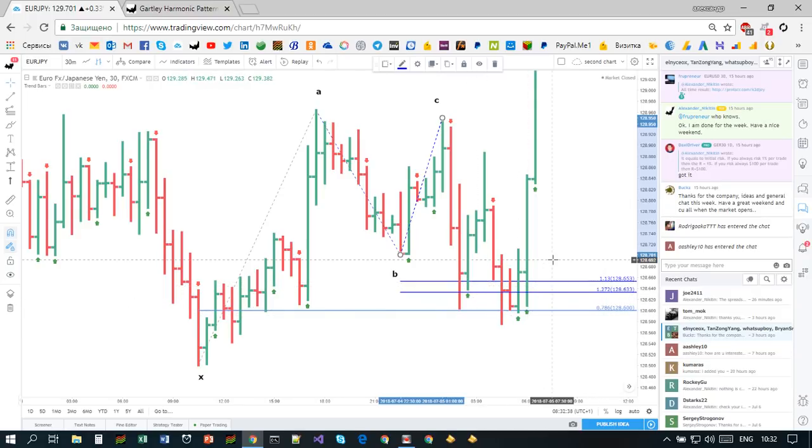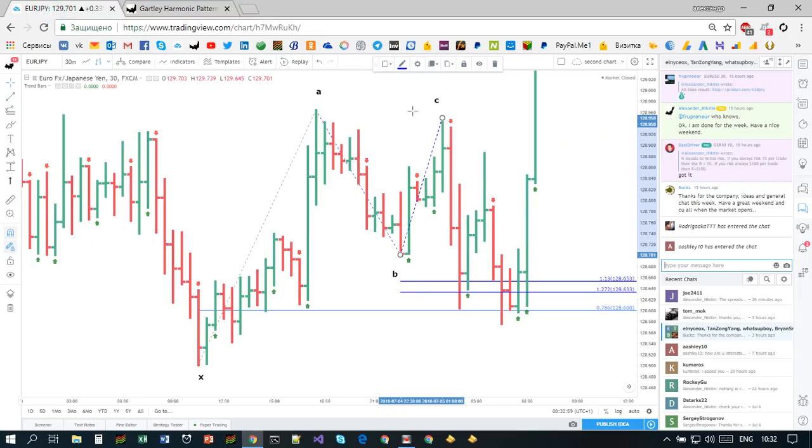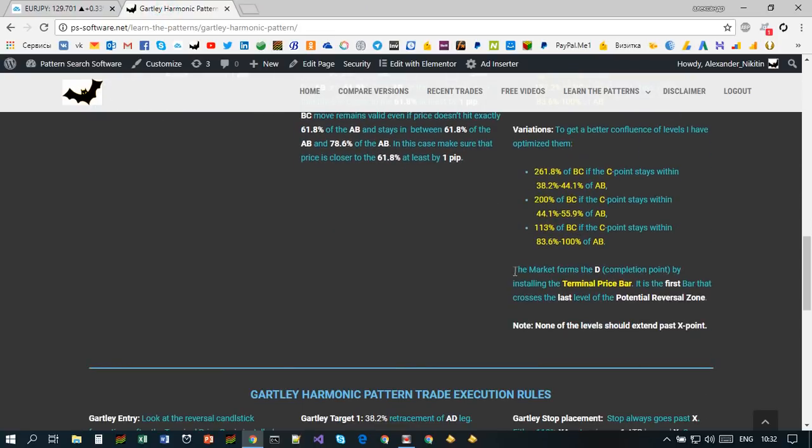Right, it doesn't make very much difference here in this situation, but the fact is that you should look at the confluence of these 3 lines: ABCD pattern, 786 retracement, and corresponding B2C inversion. So the B2C inversion depends on your B2C leg, the C point. If it is deep, then you should use this. If it is not, then you should use this. And then look further. The market forms the D completion point.